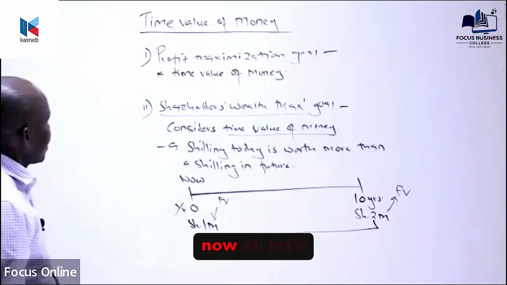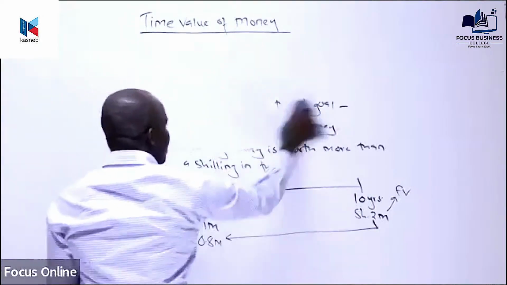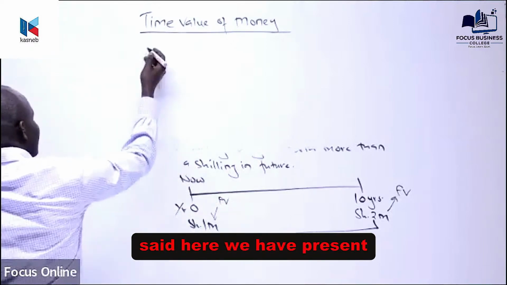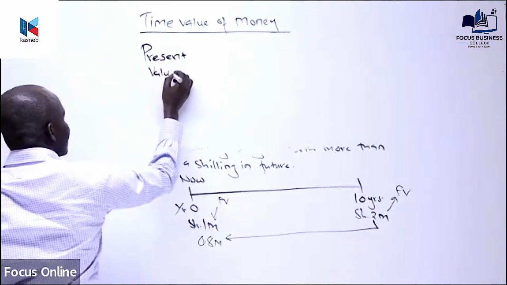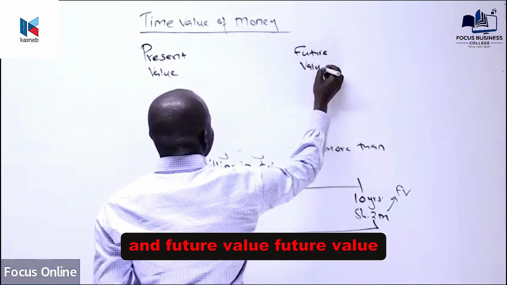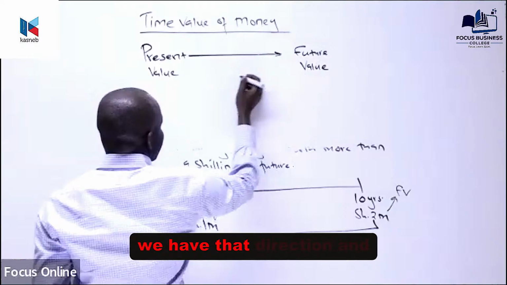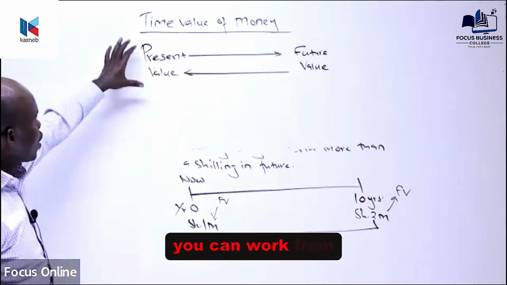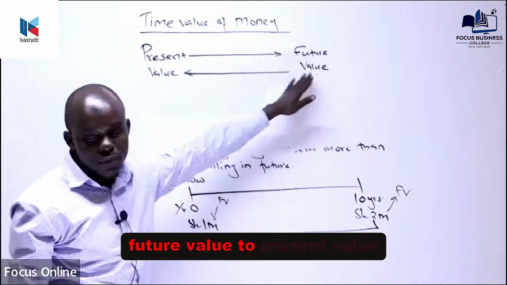Now, let's say something now about the time value of money. So time value of money, we've said here we have present value, and future value. So present value, we have that direction and we have this direction. So this is to say, you can work from present value terms to future value, or you can work from future value to present value.